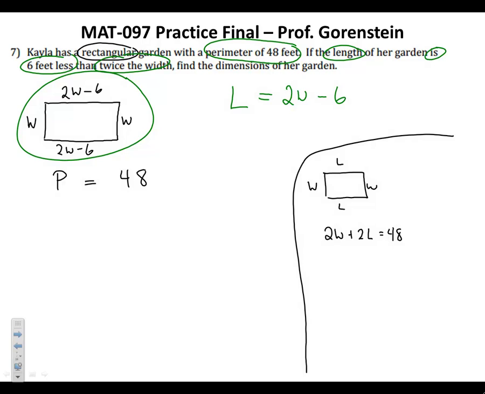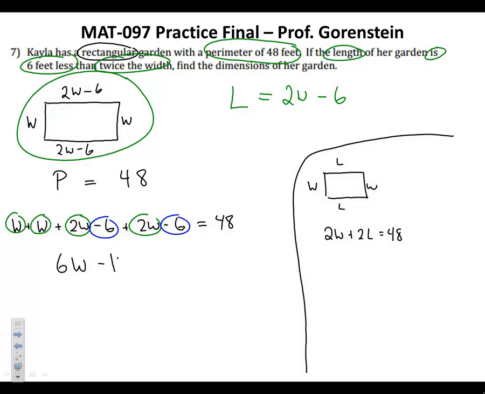Perimeter is defined as the sum of all sides. So we have 4 sides: W plus W plus 2W minus 6 plus 2W minus 6 is equal to 48. So collect like terms. We've got 4 terms with the W, so these are like terms, and we've got 2 numbers. So on the left-hand side, we've got a total of 6 W's, and a minus 12 is equal to 48.